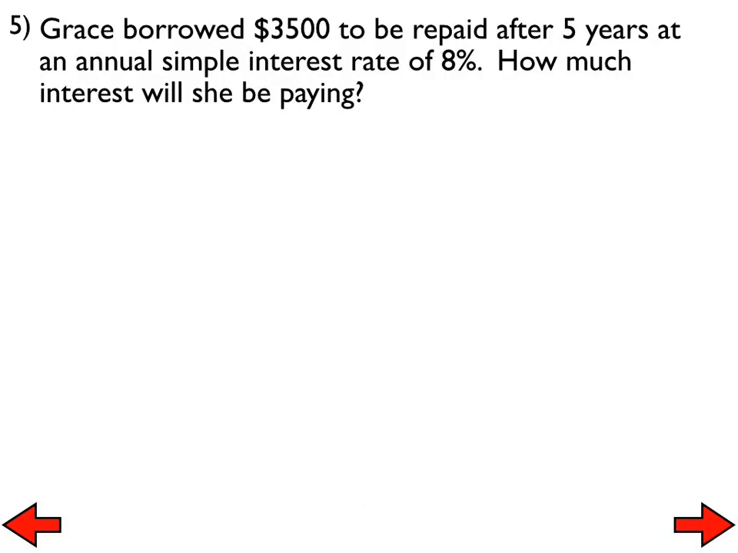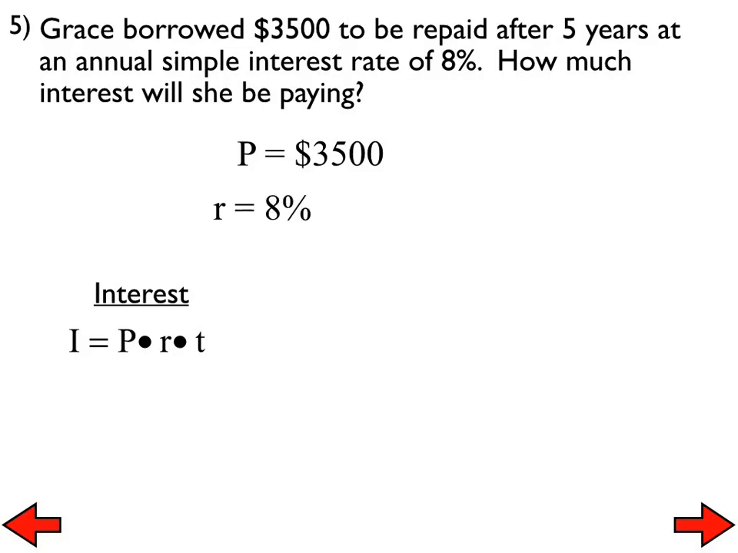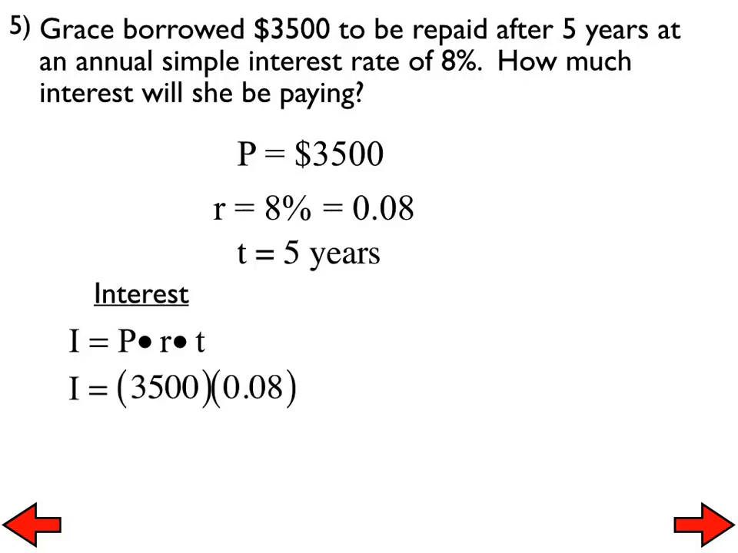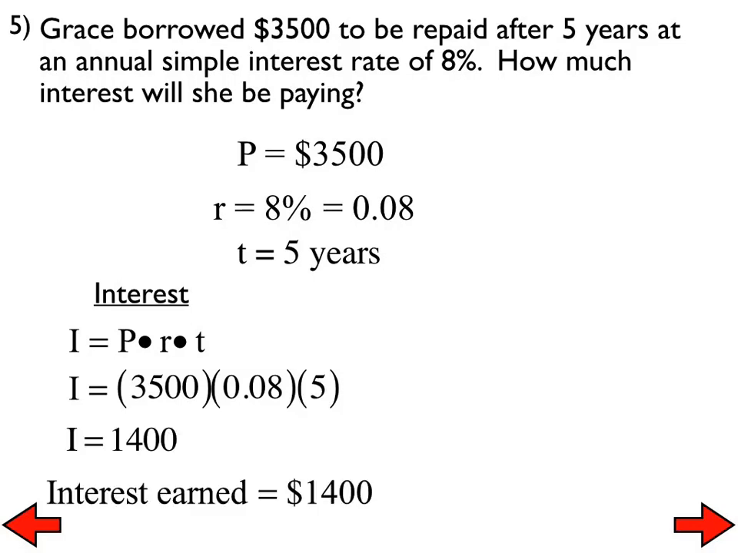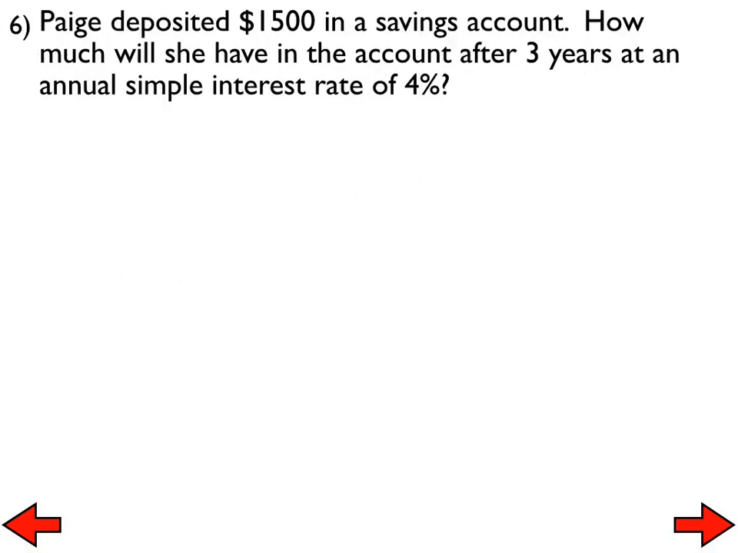All right, number 5. Grace borrowed $3,500 to be repaid after 5 years at an annual simple interest rate of 8%. How much interest? So in this problem, we are only being asked to find the amount of interest. So 3,500 times 0.08, multiply that by 5, and we would get $1,400 worth of interest. That's all we're asked to find.